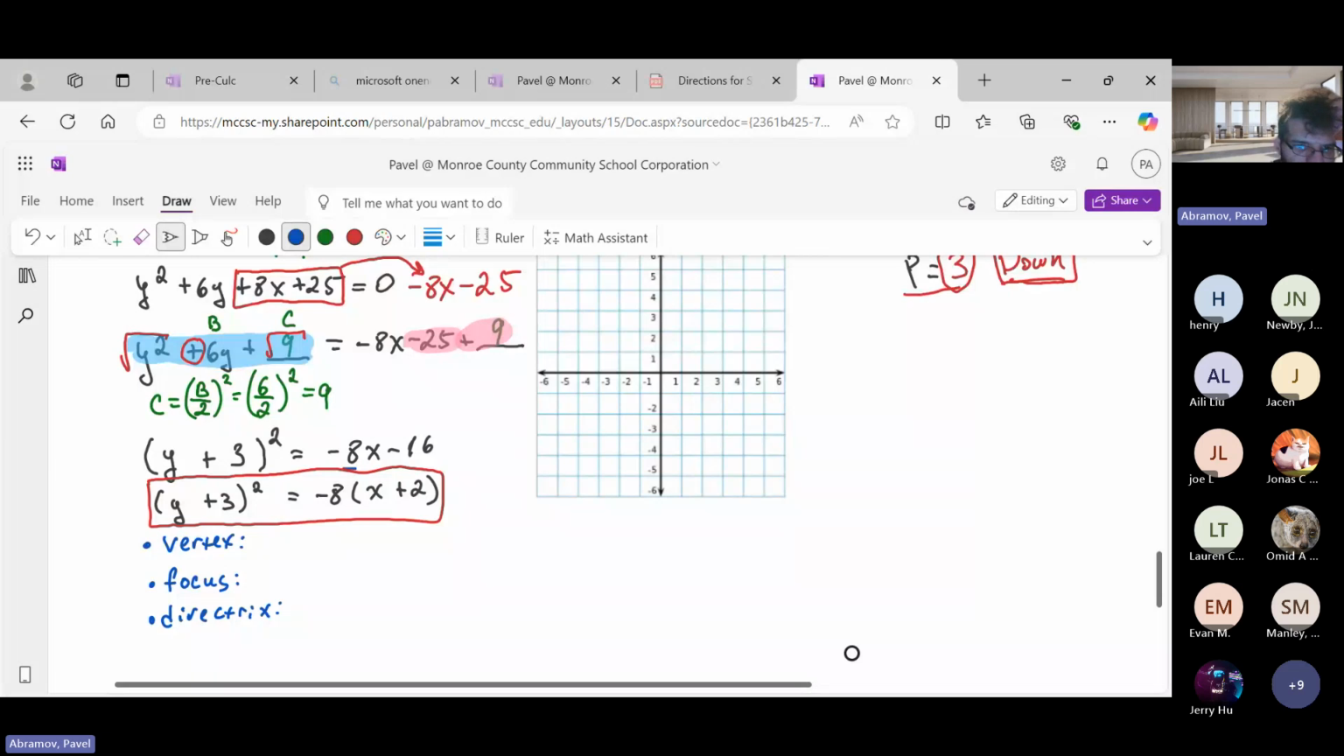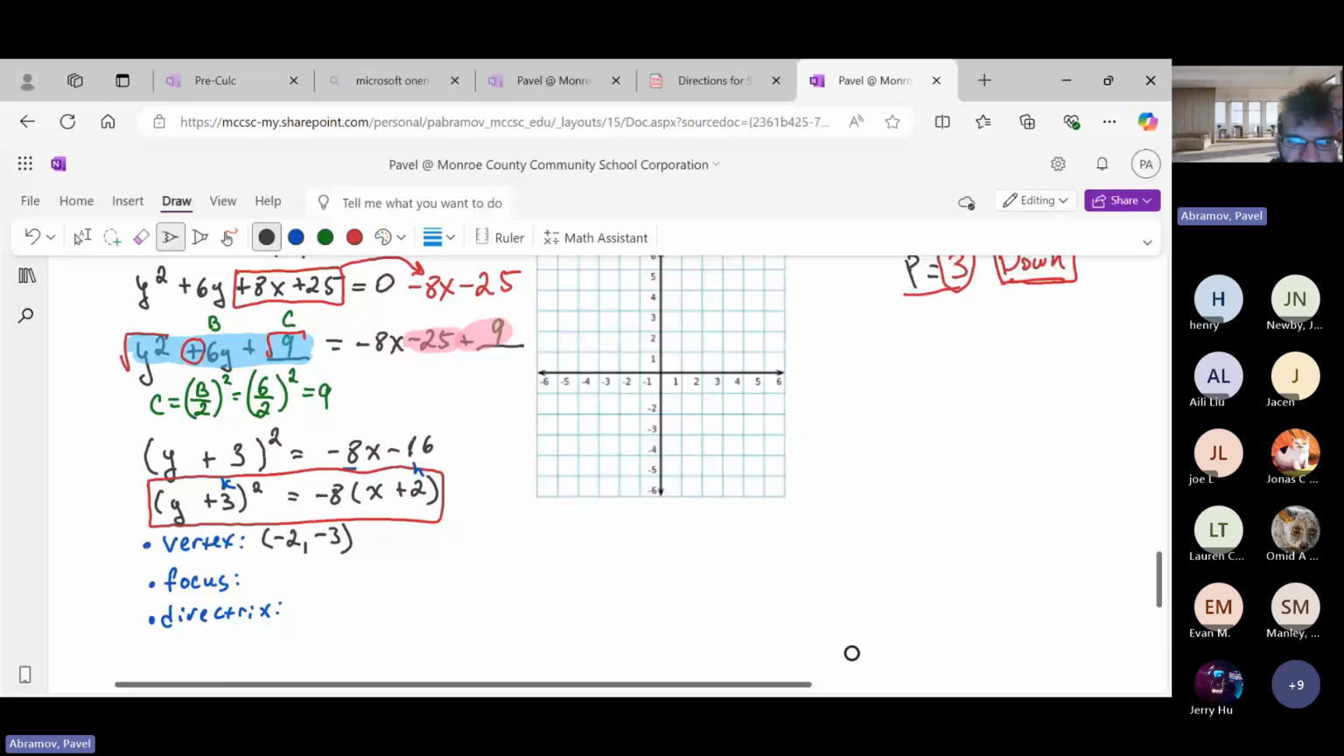Okay, now the vertex, remember that's your h and k. Remember that the number next to y is always k, and the number next to x is always h, and remember to switch the signs. So your vertex will be negative 2, negative 3. So please be very careful of writing the vertex, especially when your form is when you have y first.